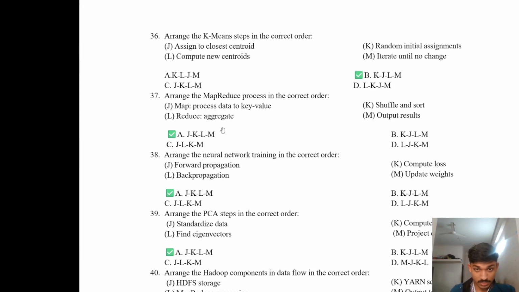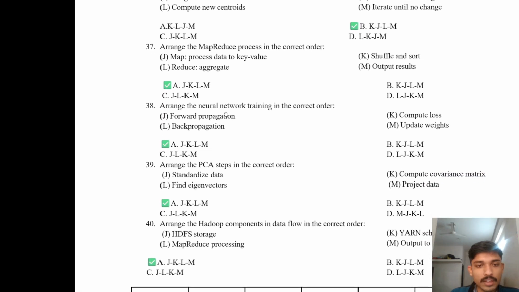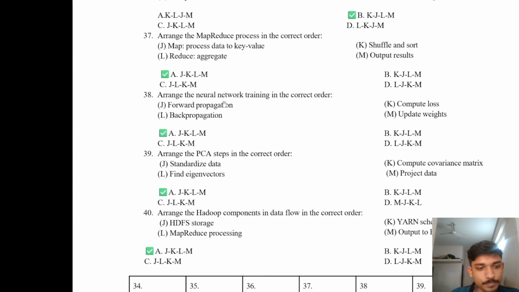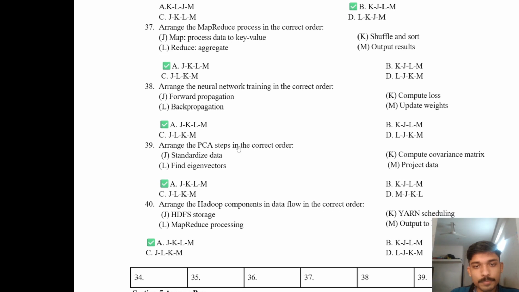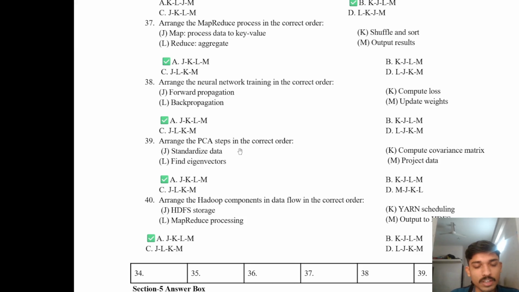The 38 part is arrange the neural network training in the correct order. In this we will use forward propagation, then compute loss, then we will do backward propagation, then we will update weights. So the correct answer will become A. The 39 part is arrange the PCA steps in the correct order. So the correct answer is A, and it involves first standardizing data, then computing the covariance matrix, then finding the eigenvectors, then projecting data.